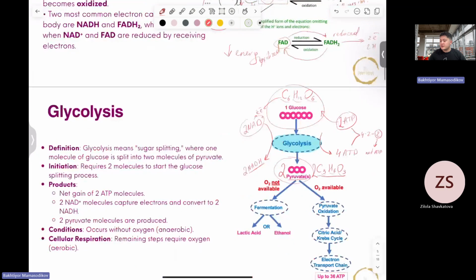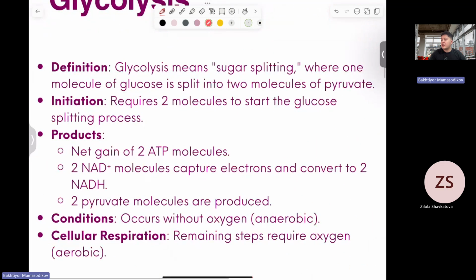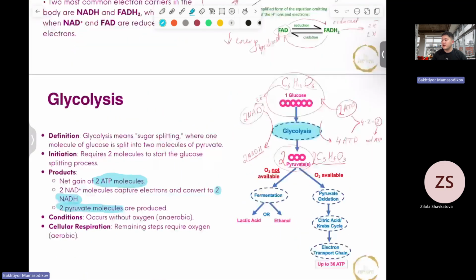So after this reaction, what are we getting? A net gain of 2 molecules of the ATP. 2 NAD plus molecules capture electrons and convert to 2 NADH, so we are getting 2 NADH electron carriers from this reaction. And 2 pyruvate molecules are being produced here. These are the products of the glycolysis reaction.